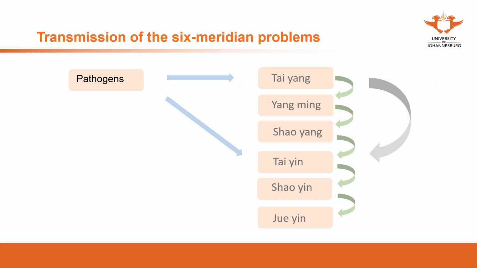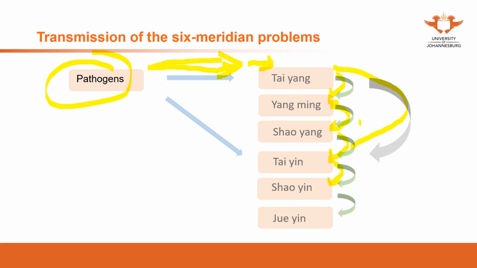So where does the pathogen come from, or where do the symptoms come from? What are the possible causes? Firstly, the pathogen can attack Taiyang, the superficial. So Taiyang is the early stage, the initial stage of the disease. The Taiyang can develop into Yangming, develop to the Shaoyang. So it can develop further and further, and the disease becomes worse and worse. It can develop in order, one by one. You also can jump. Taiyang can develop into Taiyin directly.